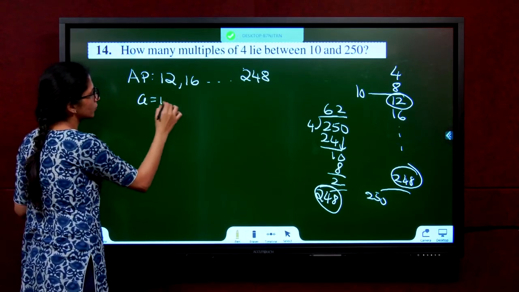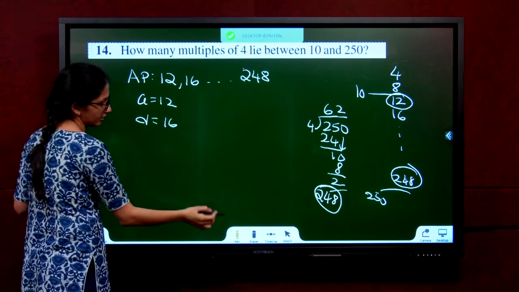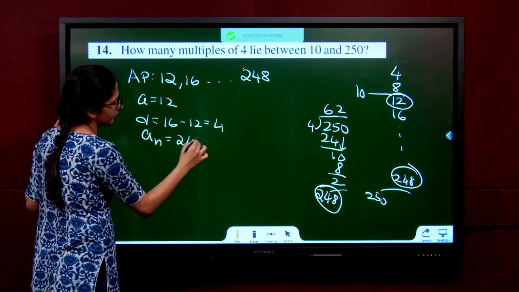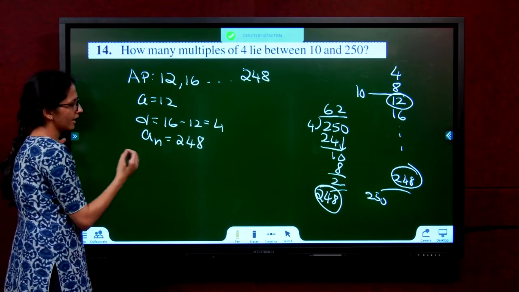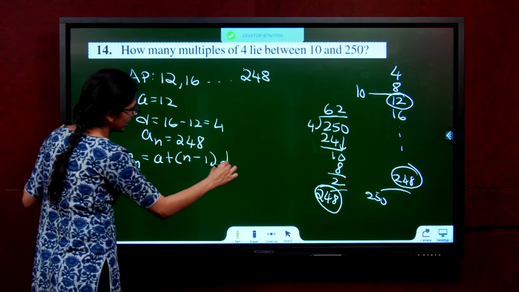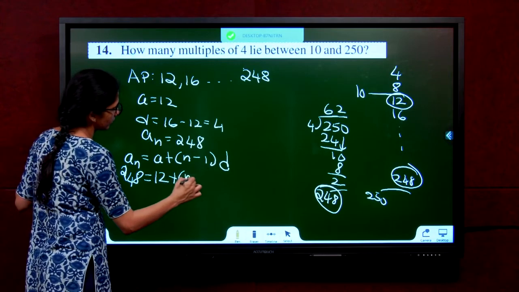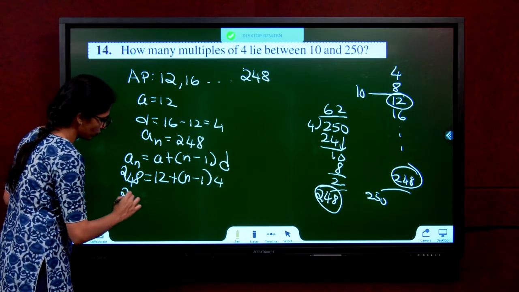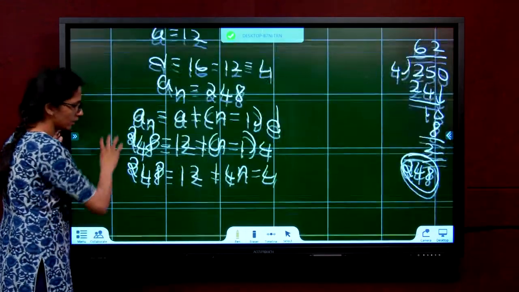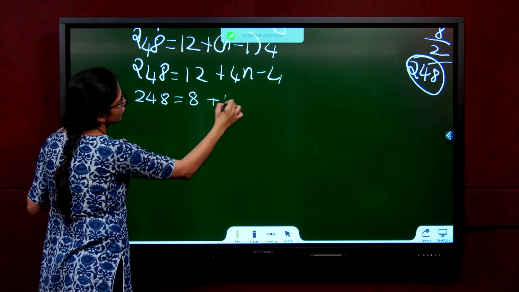So what is a? 12. d? 16 minus 12, so 4. an? 248. Find the value of n. So an is equal to a plus n minus 1 into d. an is 248 is equal to 12 plus n minus 1 into 4. 248 is equal to 12 plus 4n minus 4. 248 is equal to 12 minus 4 is 8 plus 4n.